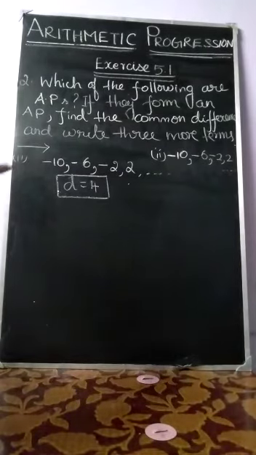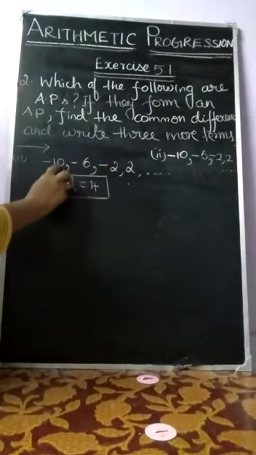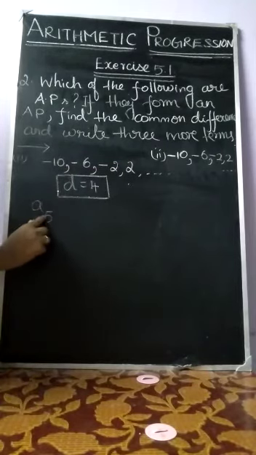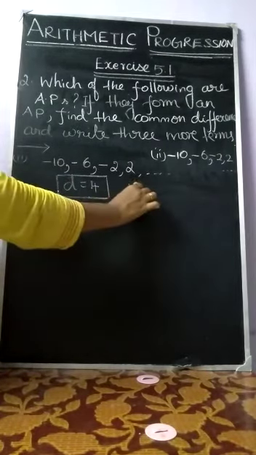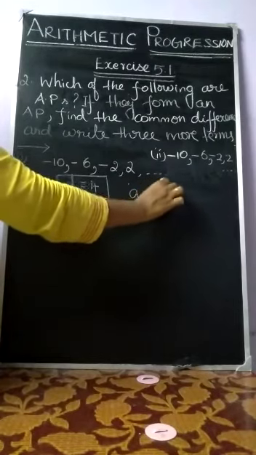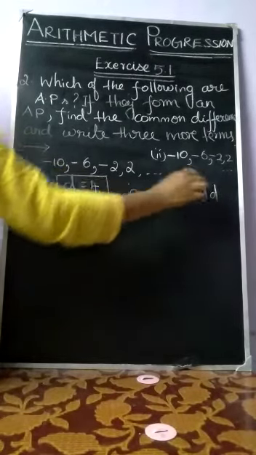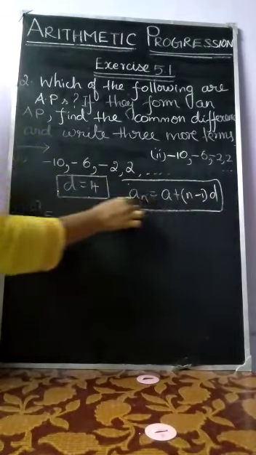Now we have to calculate the next 3 more terms. So we have to calculate the A5 value. How can we calculate A5? What is the general term formula? An is equal to a plus n minus 1 into d. This is the main formula in arithmetic progression.